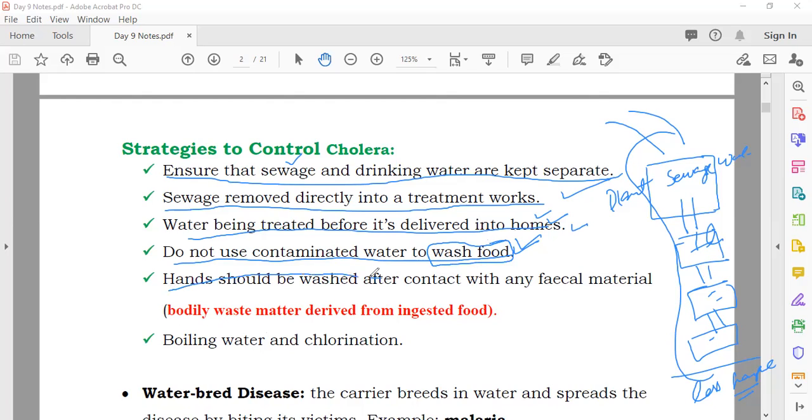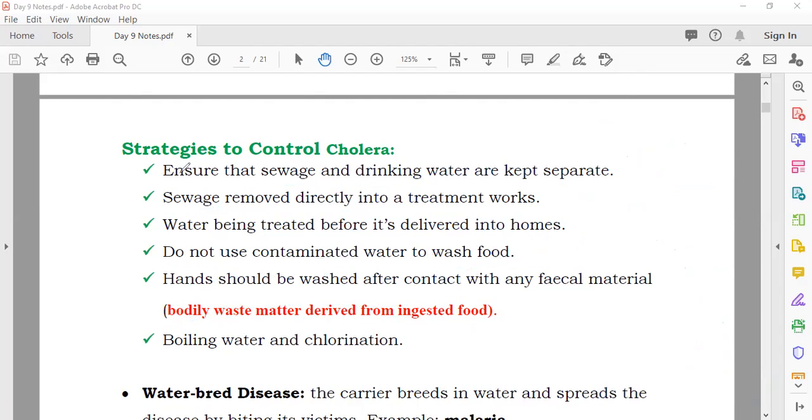Hands should be washed after contact with any fecal material. Fecal material means the material which is excreted by humans as waste, bodily waste matter derived from ingested food, that is feces. So these are the precautions you should take while you want to stop the spread of cholera. Okay.